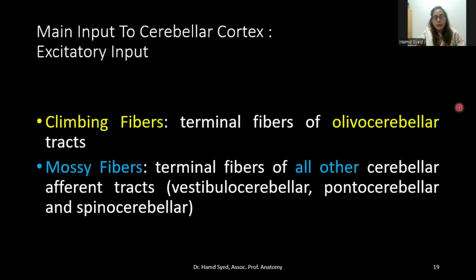Okay, so like I said, the main input to the cerebellar cortex is through the climbing and the mossy fibers. This is an excitatory input. And remember, the climbing fibers are terminal fibers of olivocerebellar tracts, whereas the mossy fibers are the terminal fibers of all the other cerebellar afferent tracts, namely vestibulocerebellar, pontocerebellar, spinocerebellar.